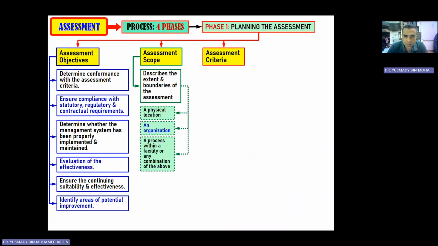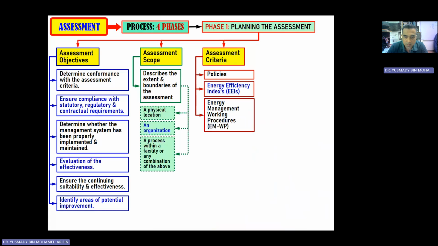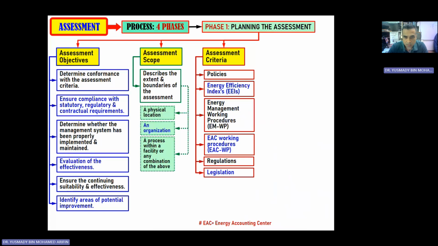Next, the assessment criteria, such as the policies, Energy Efficiency Index, EEI, Energy Management Working Procedure, EMWP, EAC Working Procedure, EACWP. EAC stands for Energy Accounting Center. To consider also the criteria in terms of regulation, legislation, and the industry sector codes of conduct.